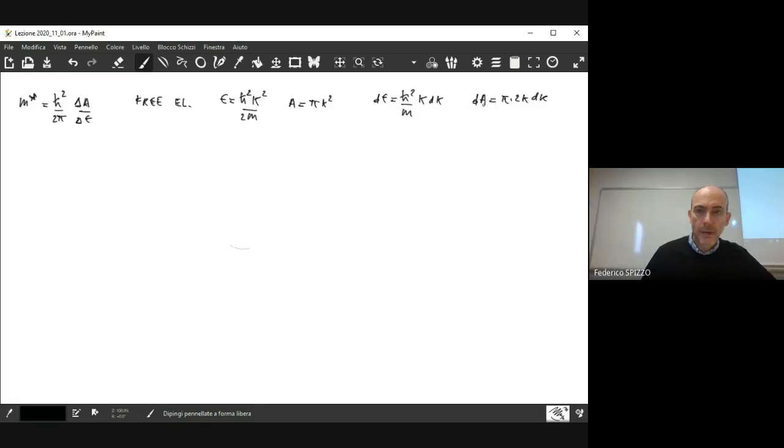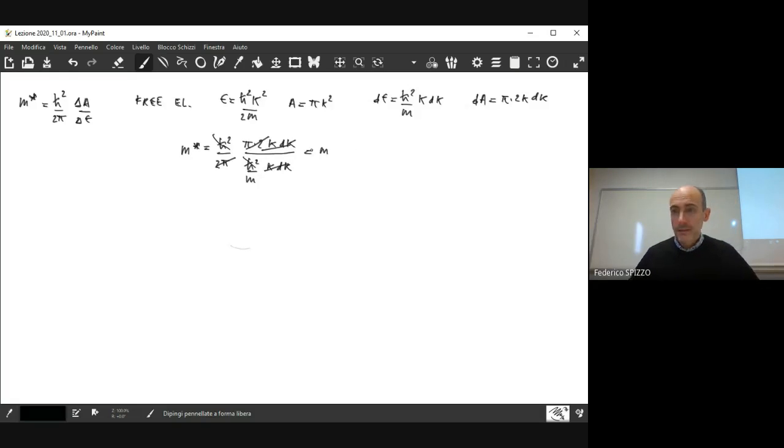So if we use those two expressions to evaluate the effective mass, then the effective mass is h bar squared divided by 2 pi, times the small variation of the area, pi times 2 k dk, divided by the small variation of the energy, h bar squared divided by the electron mass times k dk. The 2 pi can be simplified with the initial coefficient, then h bar squared can be simplified, and also k dk may be removed. So at the end, we have just the rest mass of the electron. In the case of free electrons, the m star expression reduces to the rest mass of the electron.